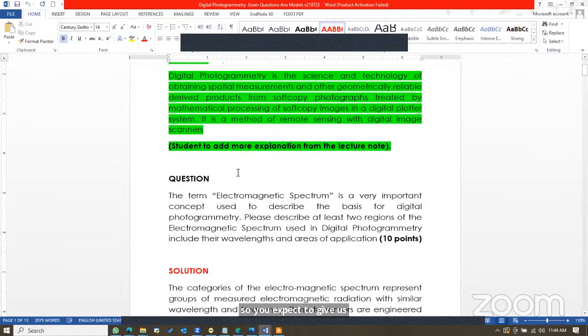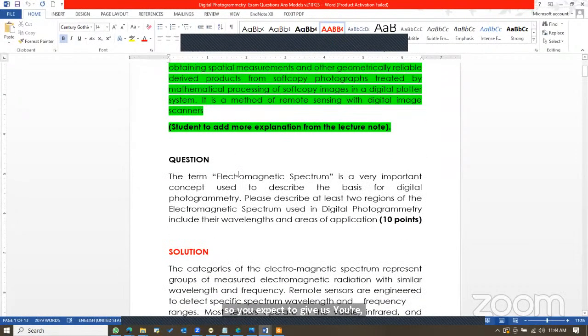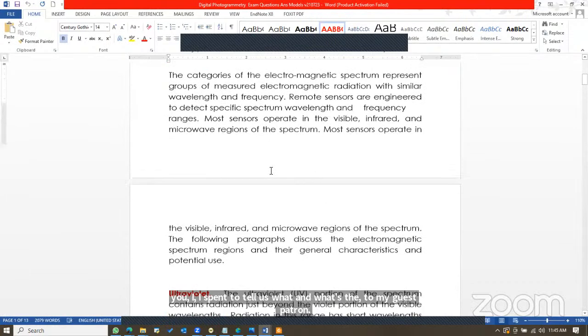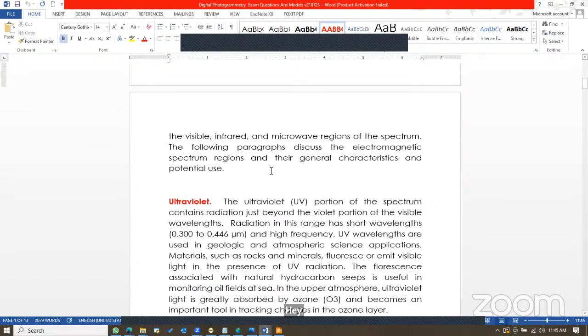There's a question on the electromagnetic spectrum. You are expected to tell us what the electromagnetic spectrum is, the categories within it, and the application in surveying, as related to photogrammetry that you have studied. Because in remote sensing, they have also taught you the parts of the electromagnetic spectrum that are being used. Today, we have drones, including what we call multispectral drones.